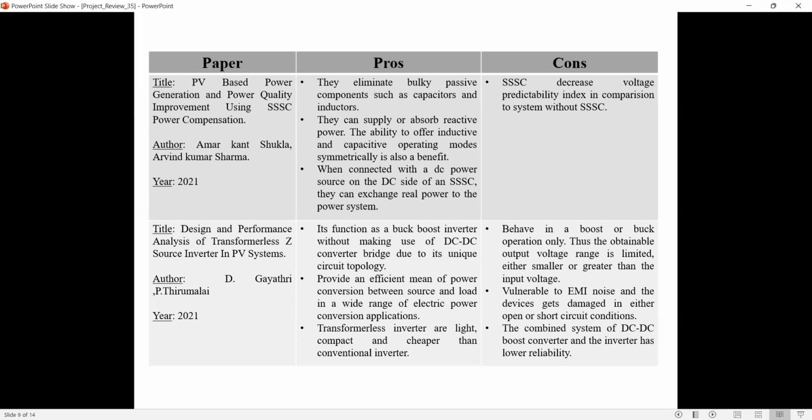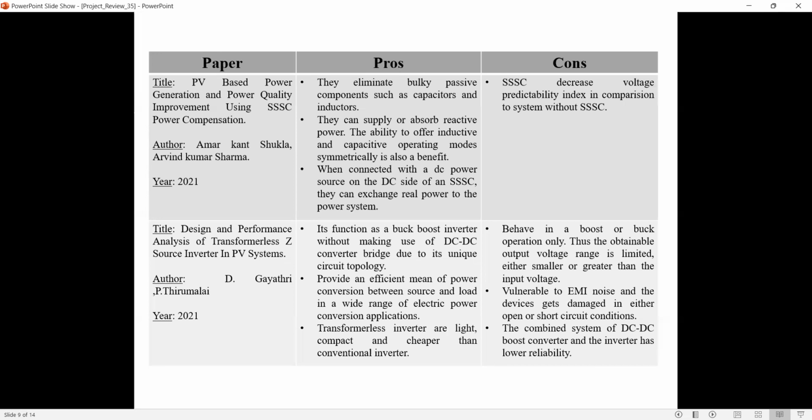The next paper is design and performance analysis of transformer-less Z-source inverter in PV system. It is published in year 2021. The advantages of this paper: it functions as a buck-boost inverter without making use of a DC-DC converter bridge due to its unique circuit topology. It provides an efficient means of power conversion between source and load in a wide range of electric power conversion applications. Transformer-less inverters are light, compact, and cheaper than the conventional inverter.